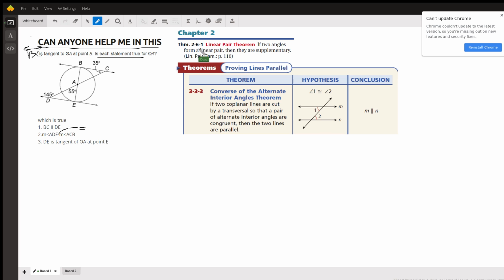Here's some theorems that you need to use to actually answer these questions. So this angle ADE right here forms a linear pair with this angle, which we don't have a way to name it. So I'll put a K out here. So angle ADE and angle ADK form a linear pair, and if two angles form a linear pair, they are supplementary. That means they add up to 180. So this has to be 35.